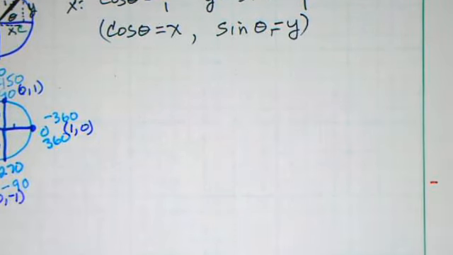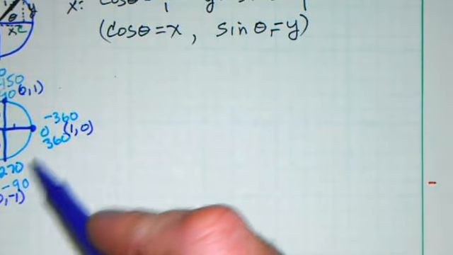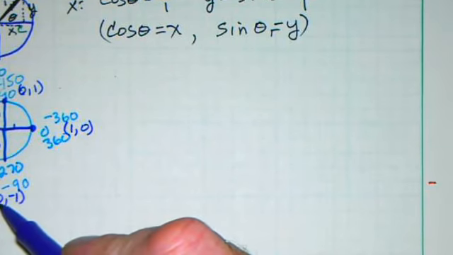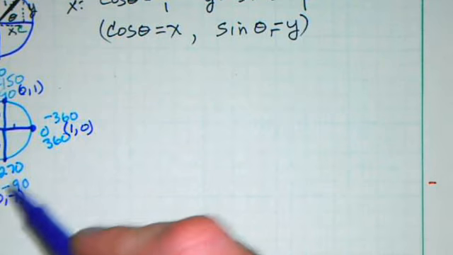And then again, the same idea works for negative 90. Negative 90 is going to be down here. The x coordinate is going to be a 0. The y coordinate is going to be a negative 1.